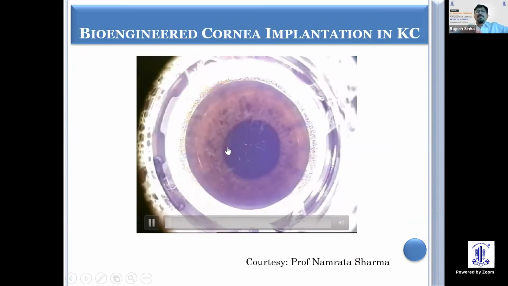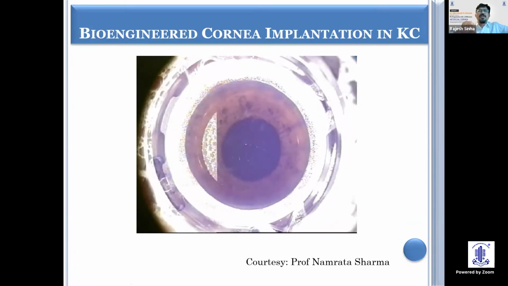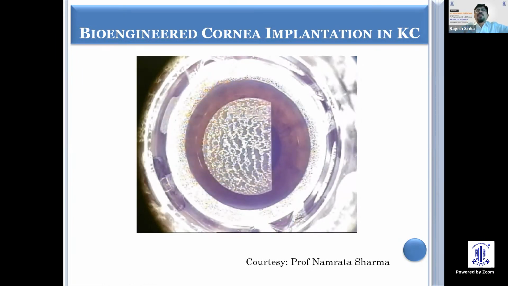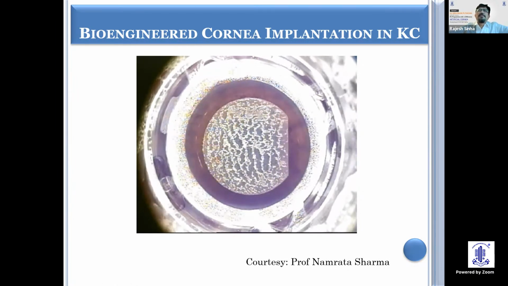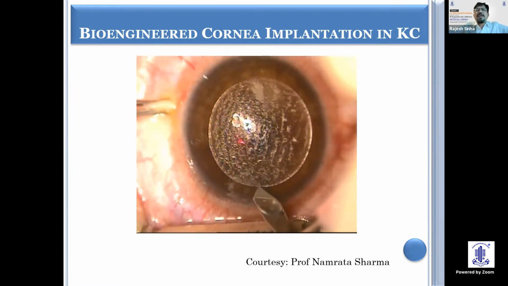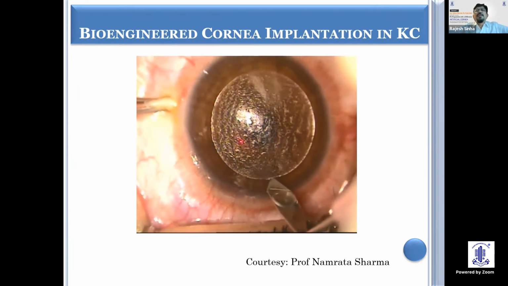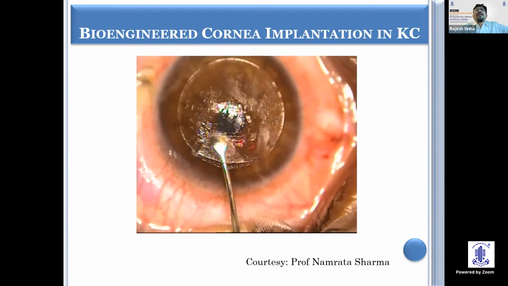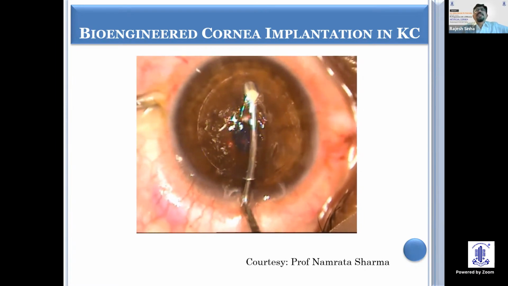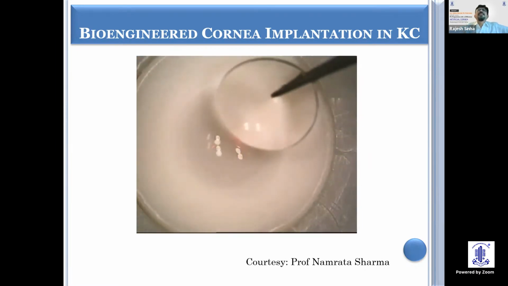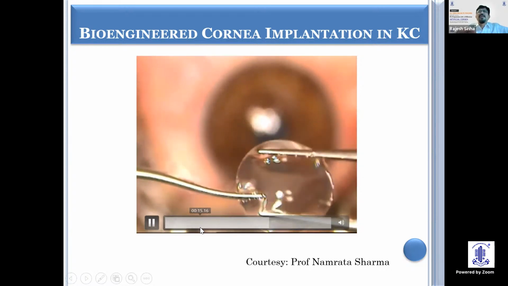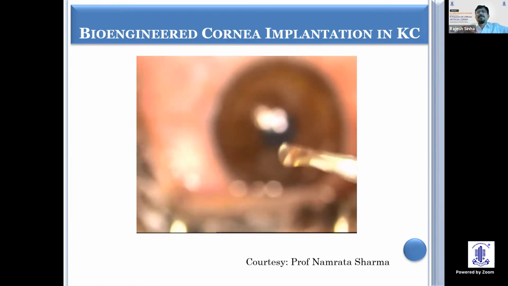So a small video clip. Professor Namrata Sharma at RP Center is doing this project, and it is a multicentric project in 2 countries. These patients have been recruited in India and Iran, and this is how you create a pocket. Here the project in charge is Dr. Namrata, and this is the biosynthetic material that is introduced into the stromal pocket.